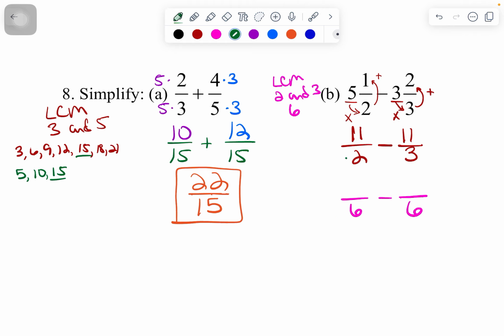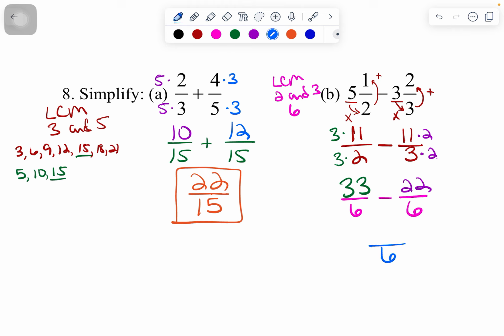That means you had to have multiplied by 3, so do the same thing to the numerator. We've got 33. All right, for the second fraction, you had a 3, but we rewrote it as a 6, so that means it had to have multiplied by 2. Same thing on the top, so 22. So we've got 33 over 6 minus 22 over 6.